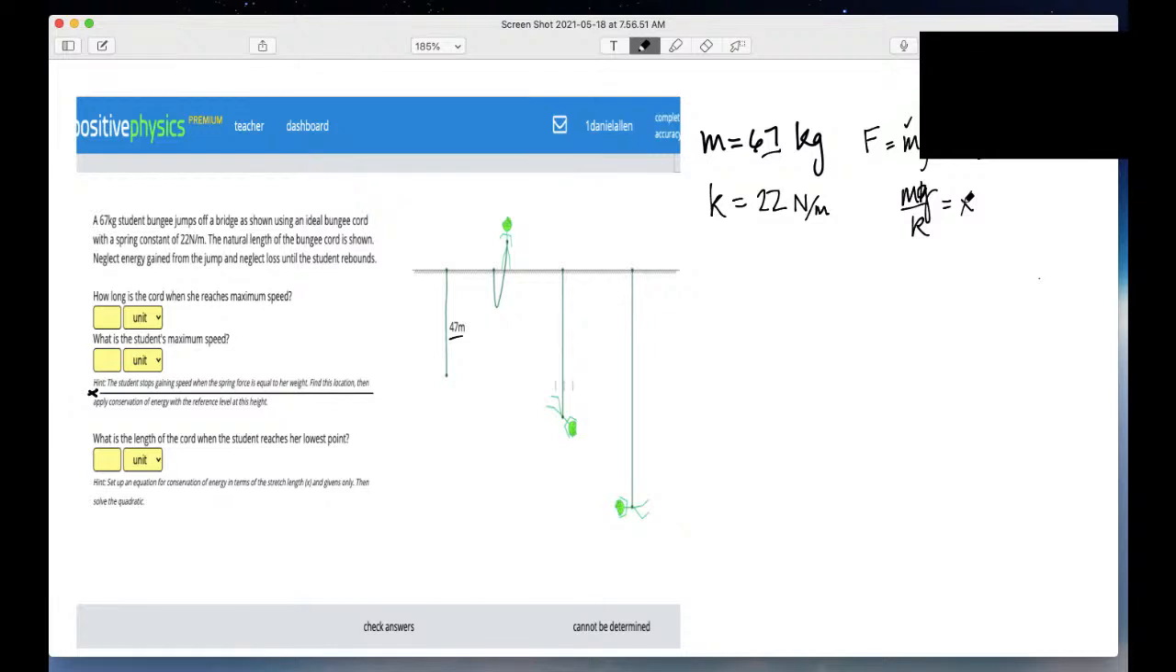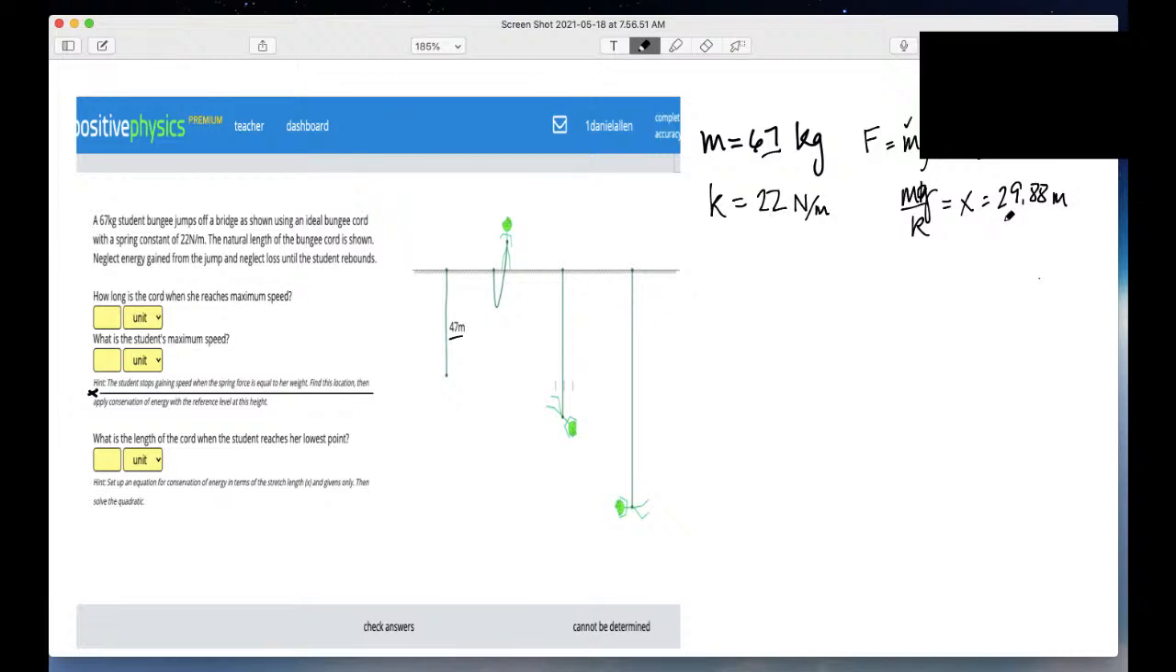We get 67 times 9.81 divided by, what is the k? 22. So 67 times 9.81 divided by 22 is equal to 29.88. The stretch equals 29.88 meters. And how long is the cord when she reaches maximum speed?